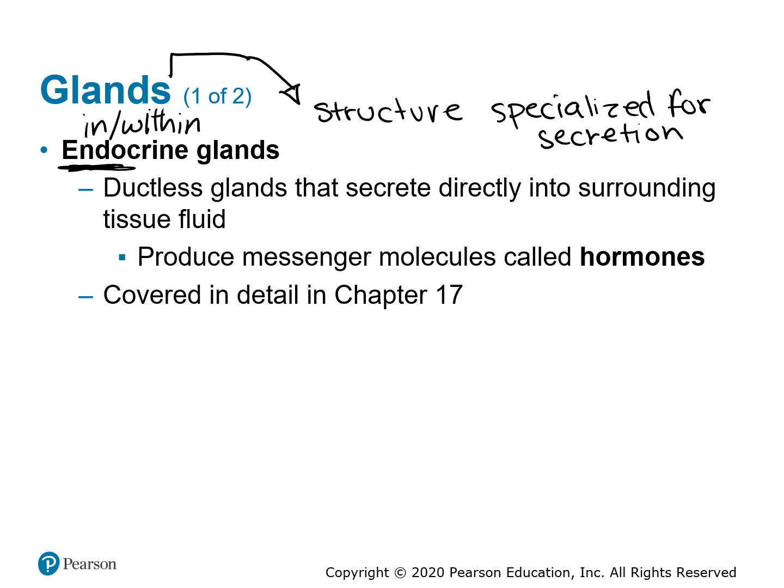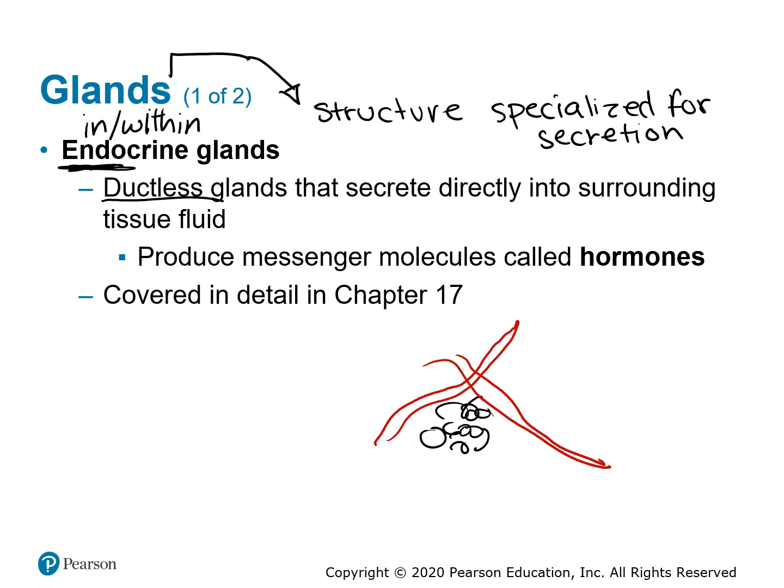Okay, so endocrine glands are ductless, they have no ducts, and they secrete directly into the surrounding tissue. So if I had, say this is my gland here, and I have some blood vessels coming in through here, these glands are dumping their contents directly into that blood tissue or directly into the surrounding tissue. Okay?